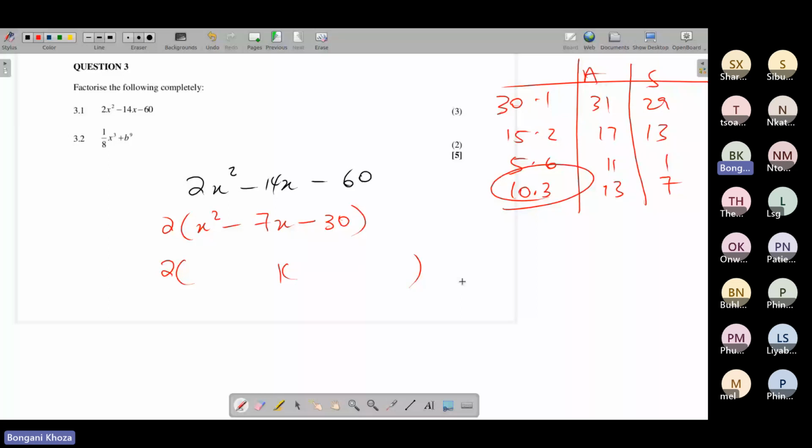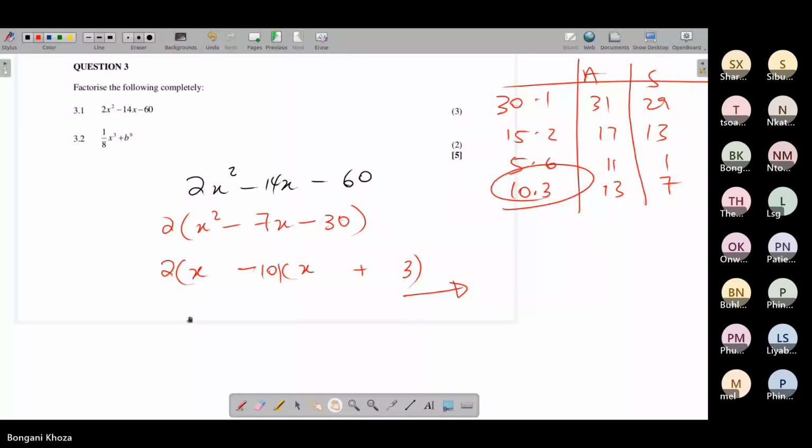So I have x, I have x, I have 10, I have 3, like that. The sign of the bigger number is negative. This one is telling me that the signs are not the same. So if I already have negative, this will be plus. Then from here, there's nothing more I can do. This is my final answer. We are done. The 2, you don't throw it away. Any questions on that one?